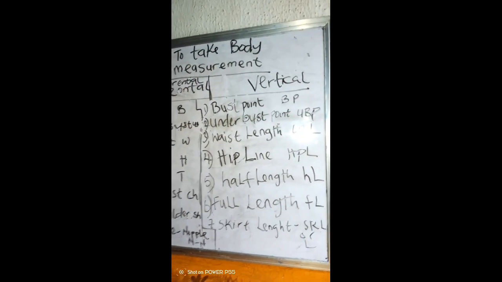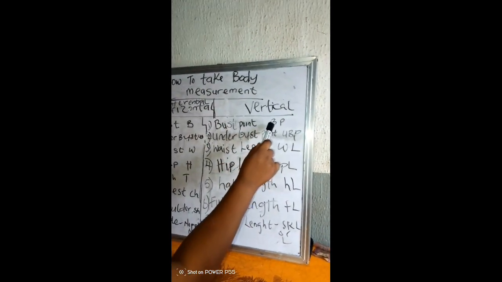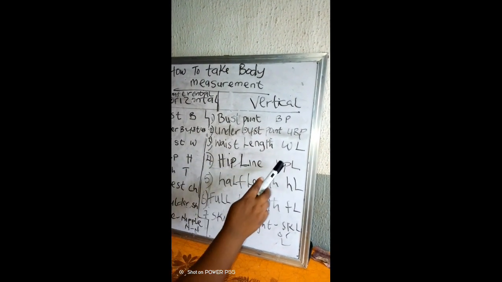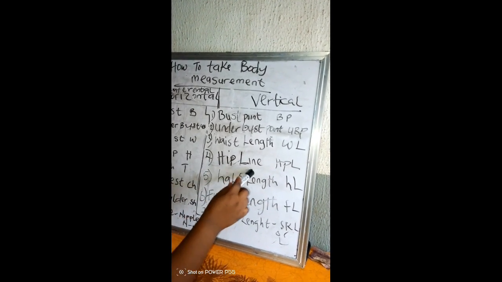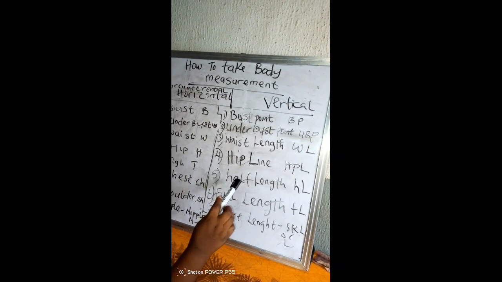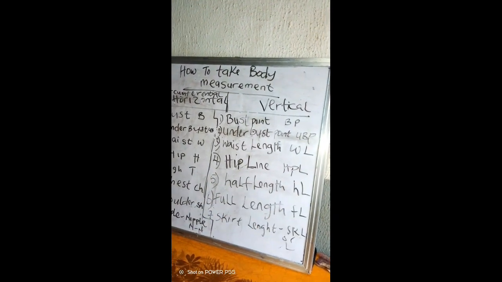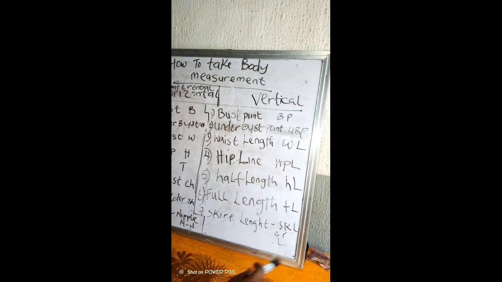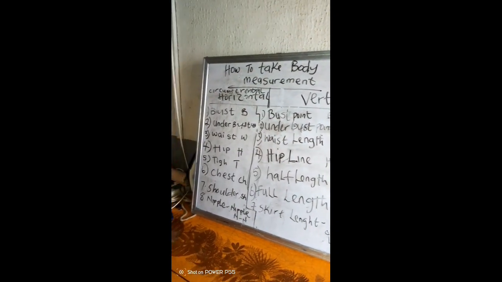Then to the vertical aspect, we have the bust point, which is the BP. Under bust point, UBP. Waist length, WL. Hip length, HPL. Half length, HL. Full length, FL. Skirt length, SKL or L. Because when the customer demands a dress, you will specify the skirt and blouse. So if you put it as L, it doesn't really matter. And your blouse too, you can also put it as L.